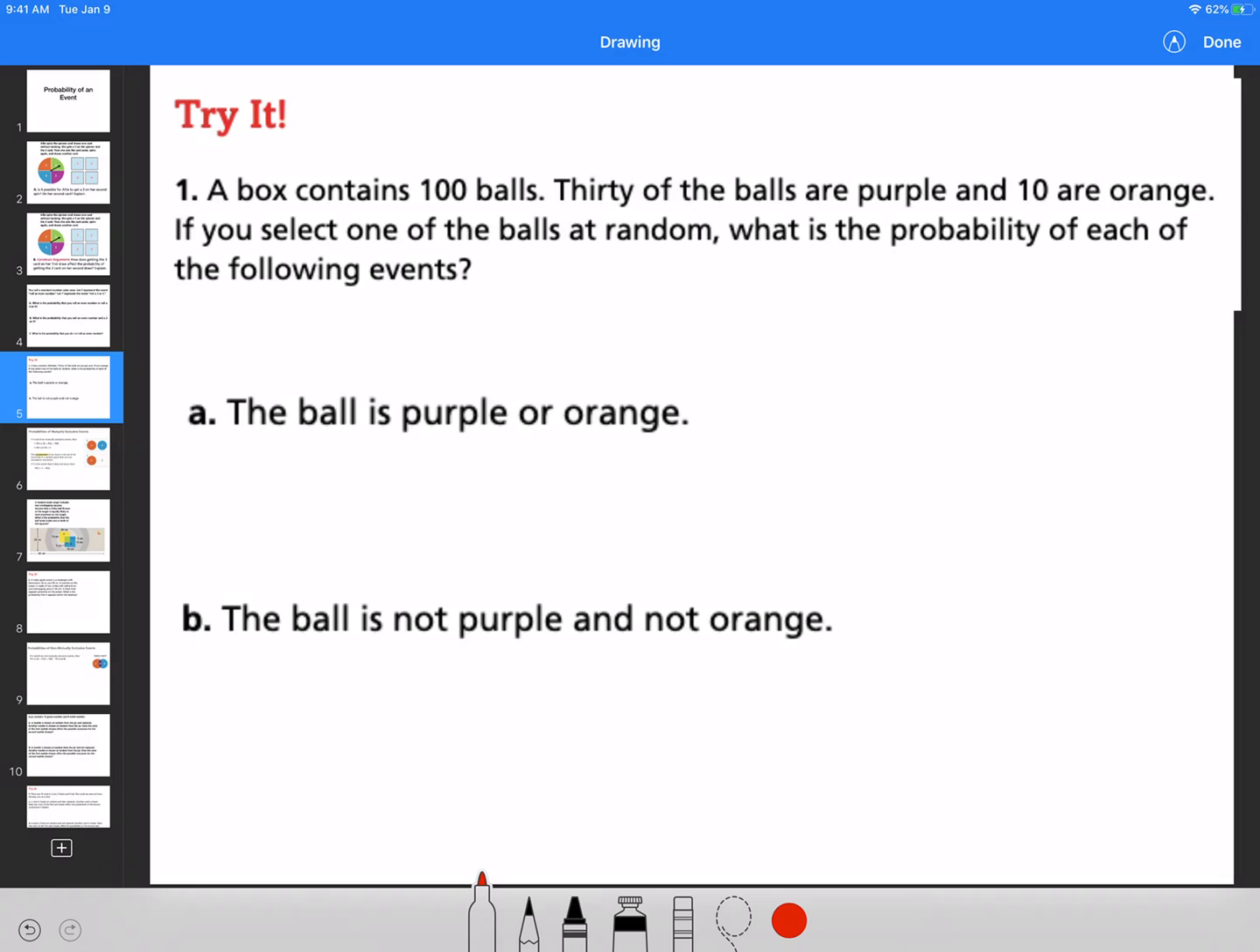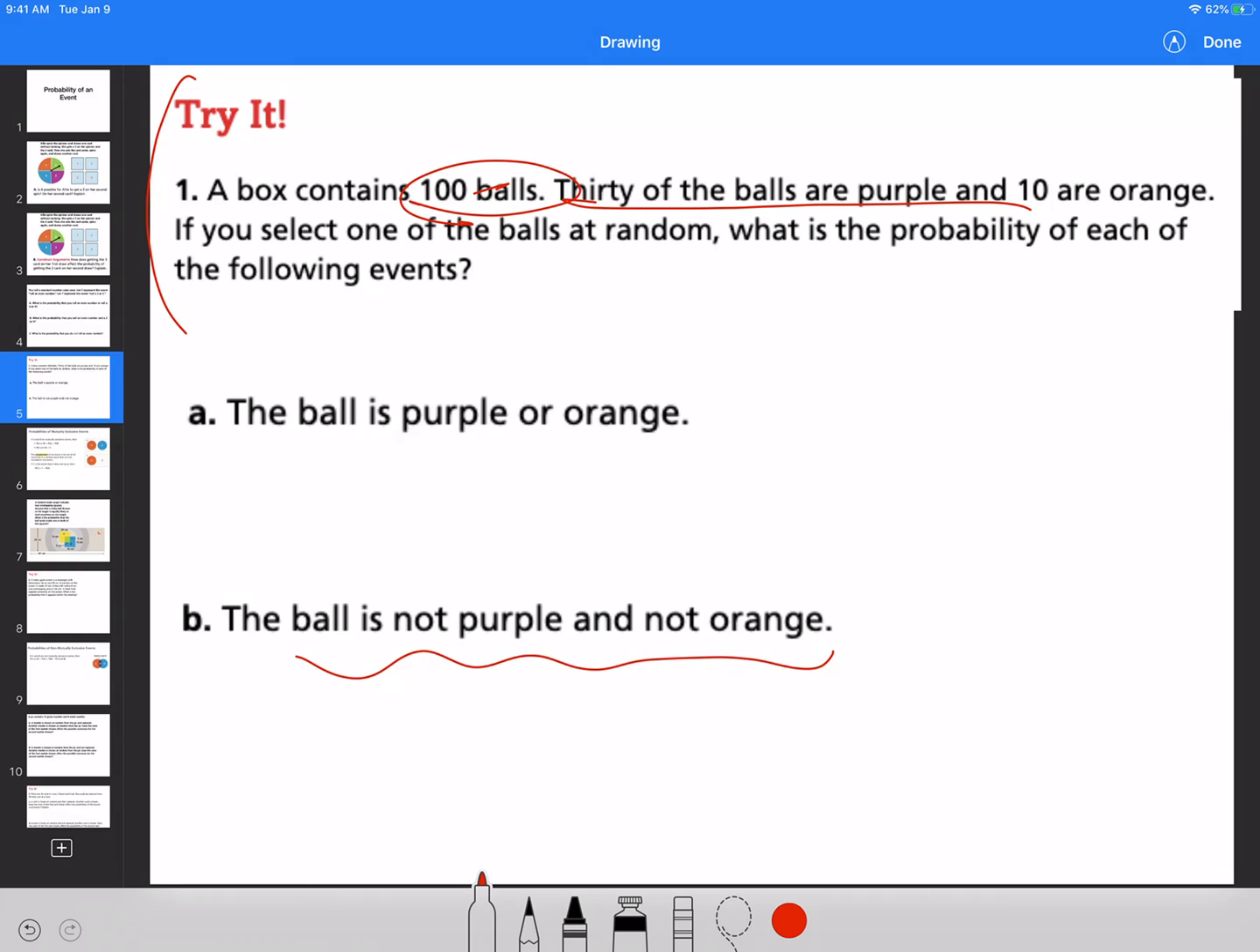Okay. All right, so for this one, I would like you to try this on your own. A box contains 100 balls. 30 of the balls are purple and 10 are orange. If you select one of the balls at random, what is the probability of each of the following events? The ball is purple or orange. The ball is not purple and not orange. Okay, all right, that seems a little confusing, but here again, pause the video and let me know how it goes.